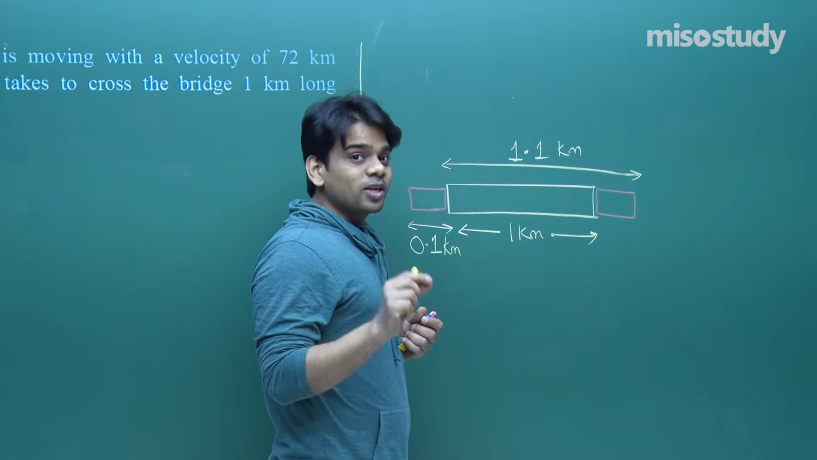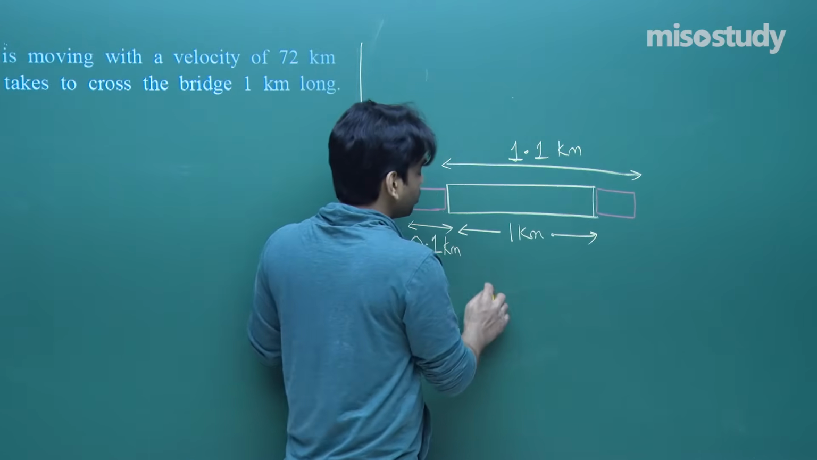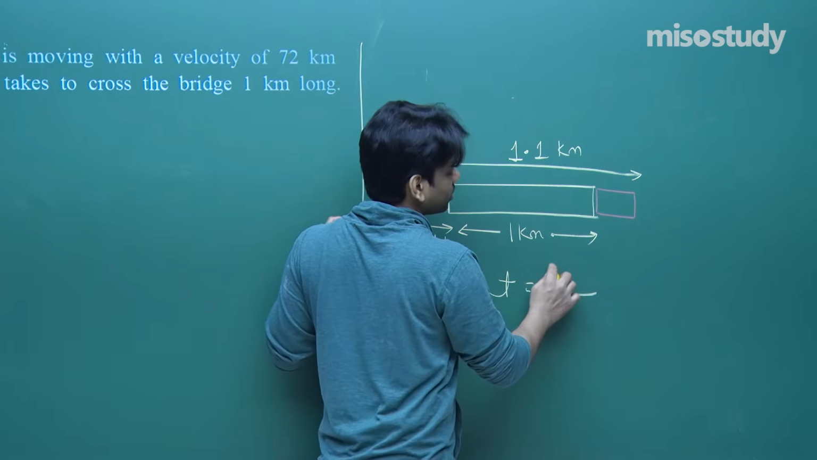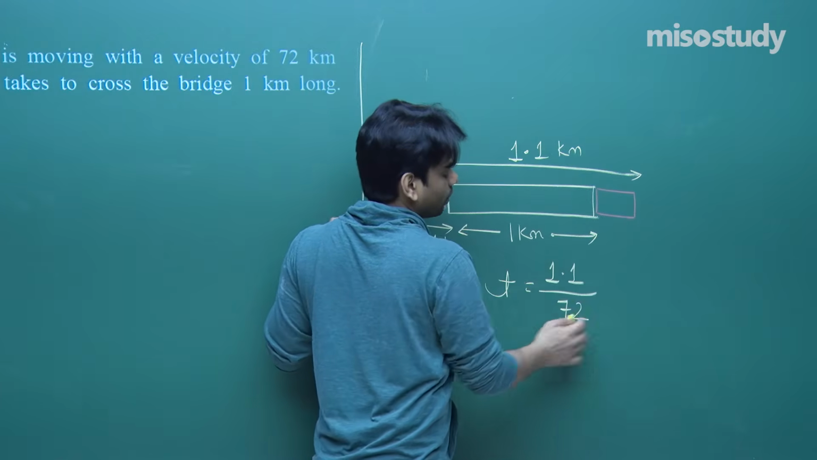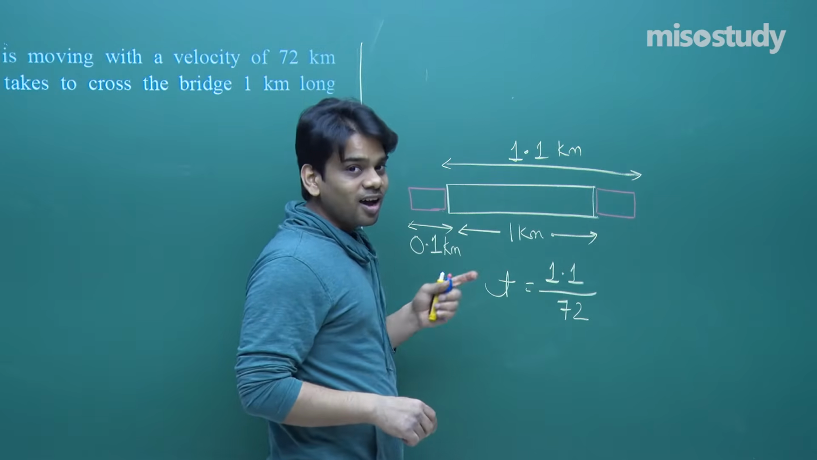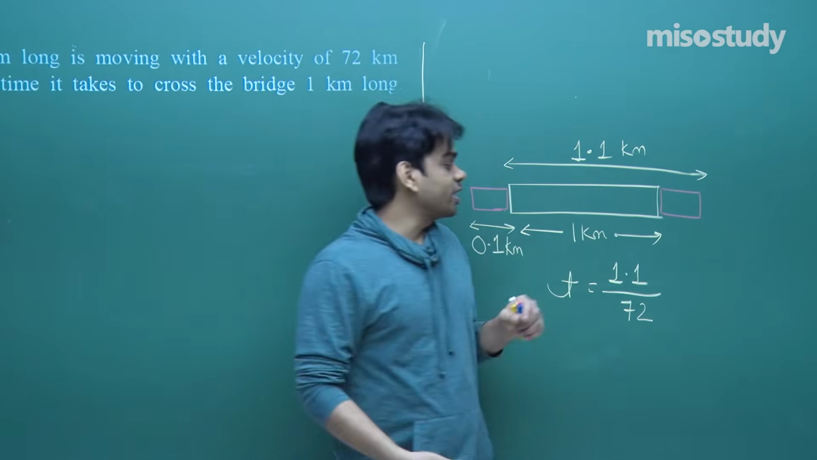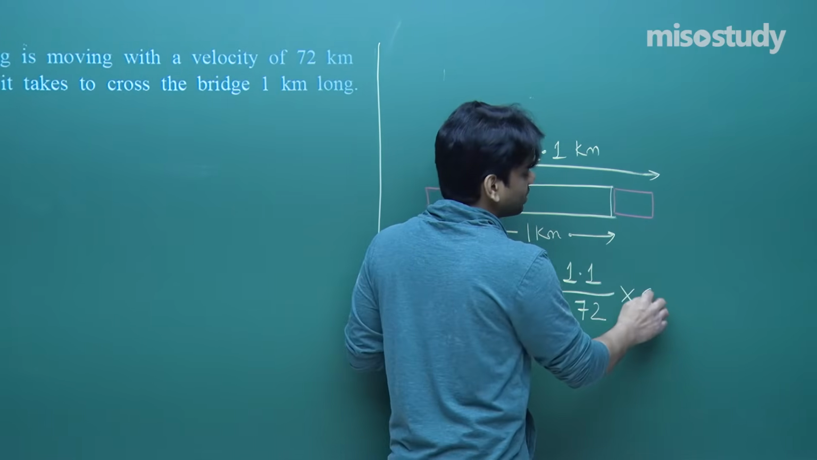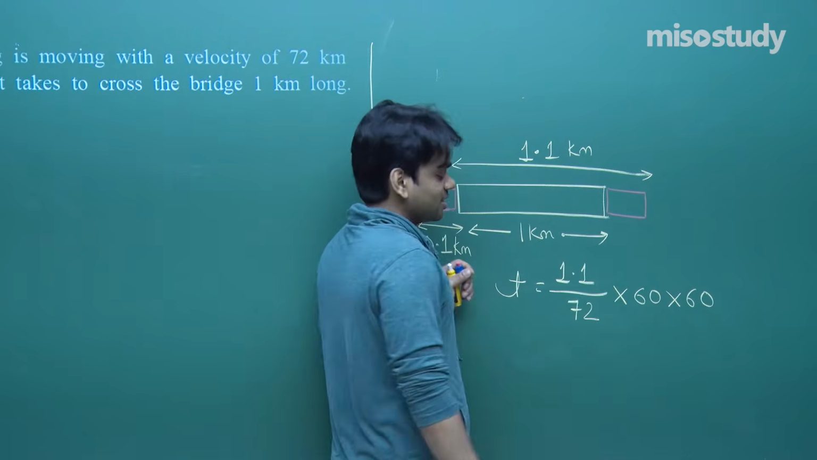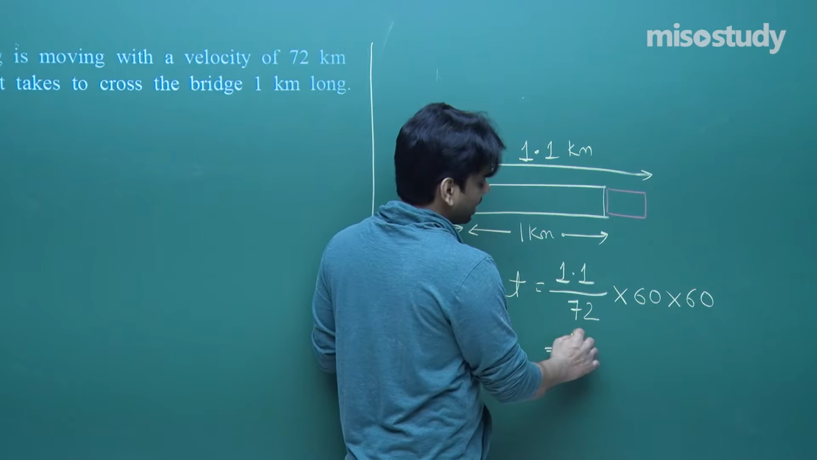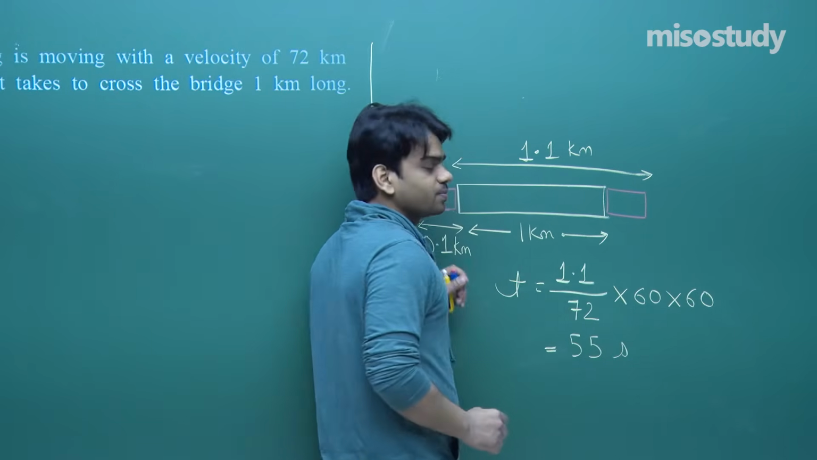Now that is 1.1 kilometer, it is traveling with a speed of 72 kilometer per hour. So time taken will be distance upon speed, 1.1 divided by 72 kilometer per hour. You will get this in hour. The options are given in seconds. So let us convert into seconds. Multiply it with 60, you will get in minutes. Multiply with 60, you will get in seconds. If you calculate this, you will get approximately 55 seconds.